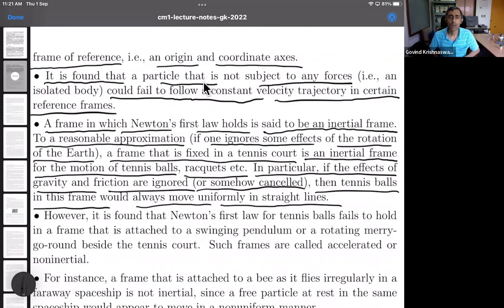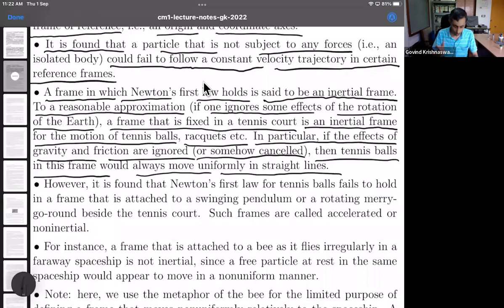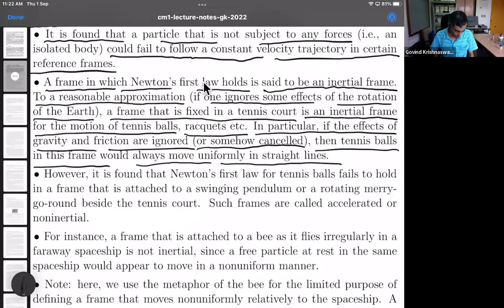Shyam Patakar is asking a question concerning this. Is it not possible practically to attach a frame of reference anywhere and everywhere? So Newton's first law should hold everywhere, shouldn't it? This is a very legitimate question. I'm going to answer it, so just hold on.